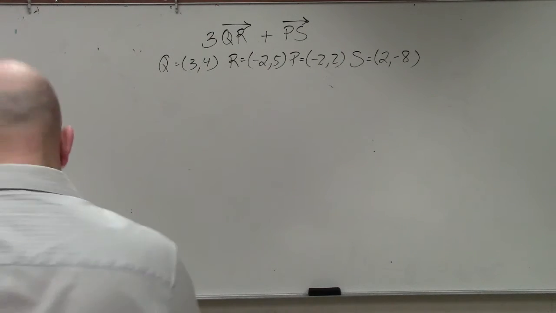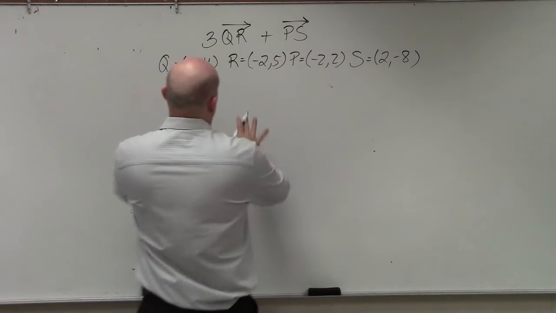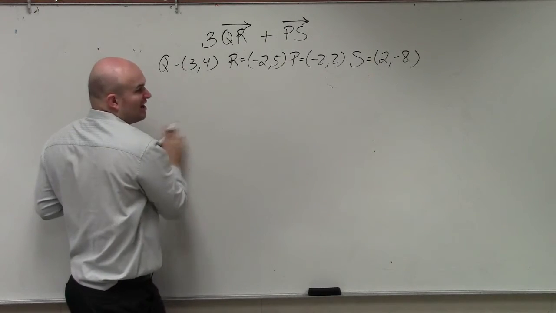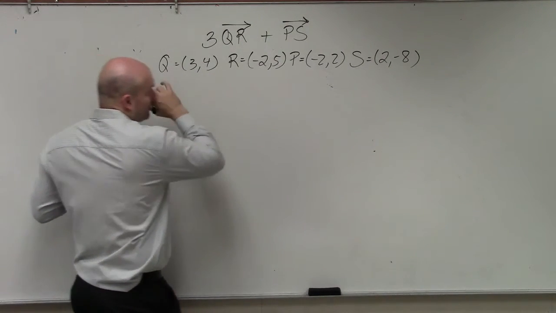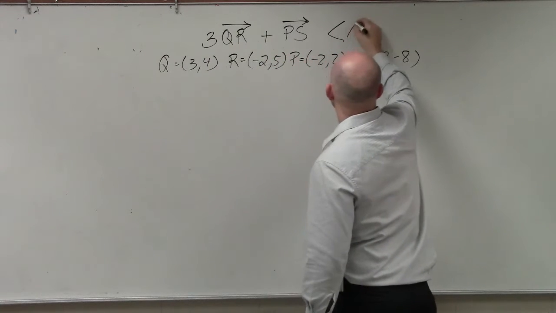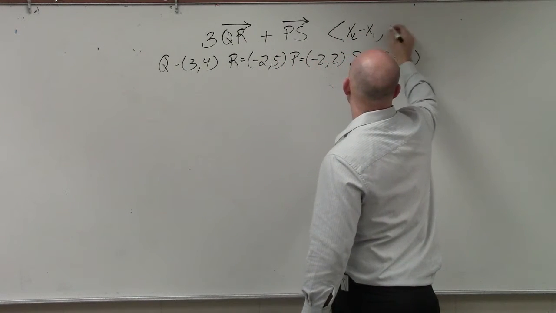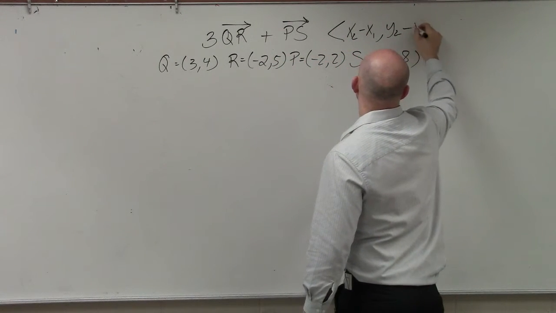So the first thing that I would do is go ahead and identify QR. I'd write this in component form. So to write this in component form, what you'd basically do is just do x2 minus x1, comma, y2 minus y1.